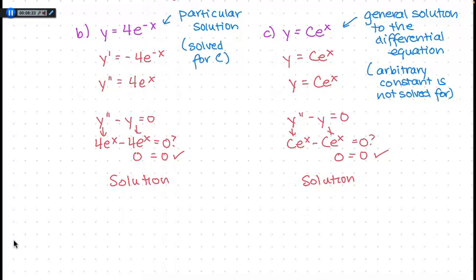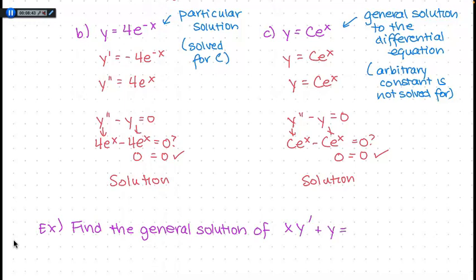Alrighty. So, here's another example. Let's find the general solution of x y prime plus y equals 0.